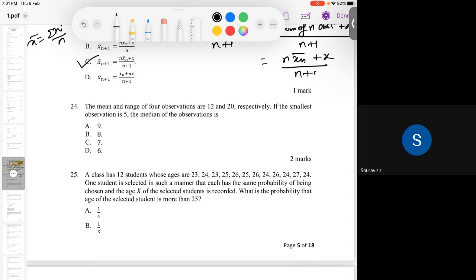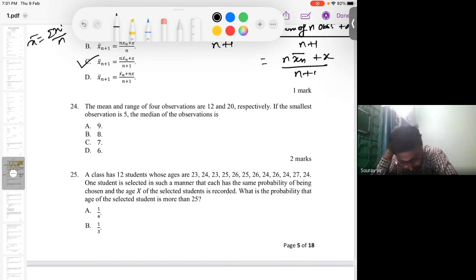Okay, so in question number 24, the question is: the mean and range of four observations are 12 and 20 respectively. If the smallest observation is 5, what is the median of the observations? So we have to find out this value.